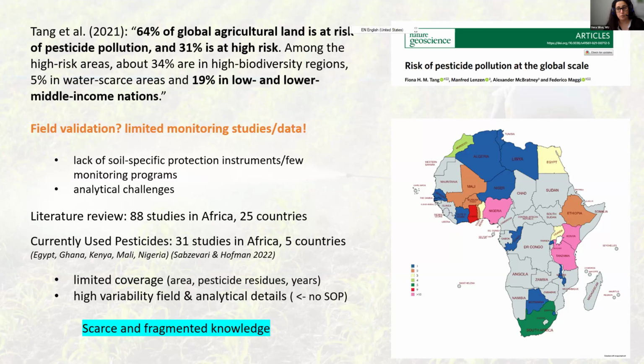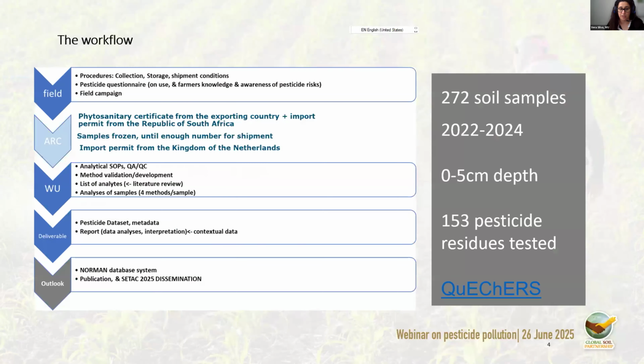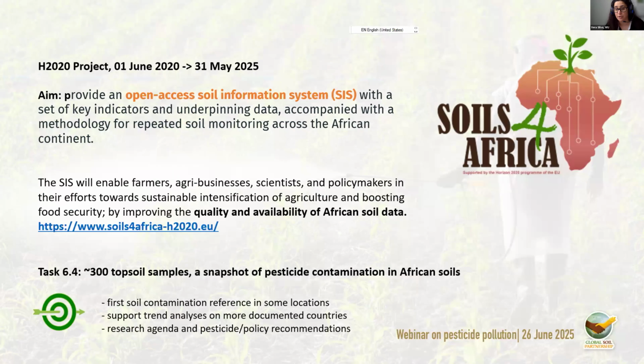And if we look deeper and consider the pesticides that are currently on the market, this pool of data is even more reduced. There are only 31 studies addressing currently used pesticides, and these cover only 5 countries. So our information about presence and potential risks of pesticides in African soil is rather limited. Even more so if I tell you that these studies are prior to 2015, so they are more than 10 years old.